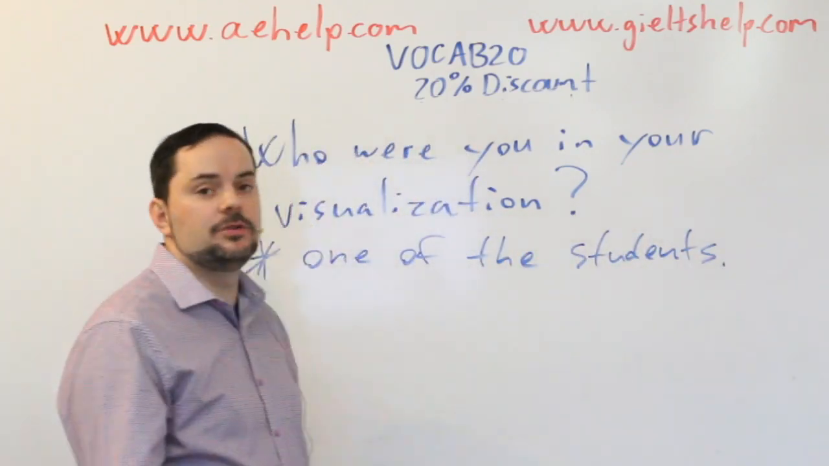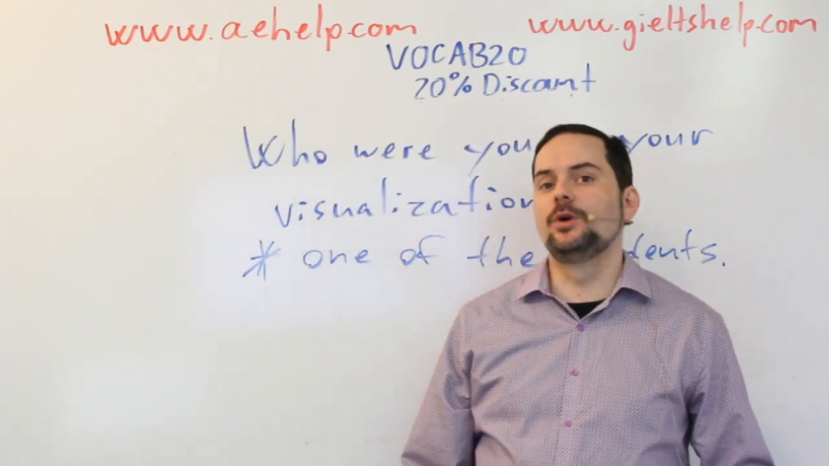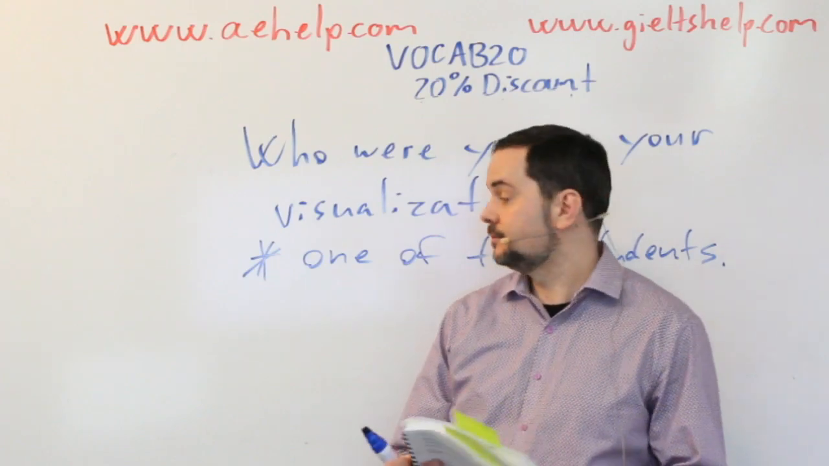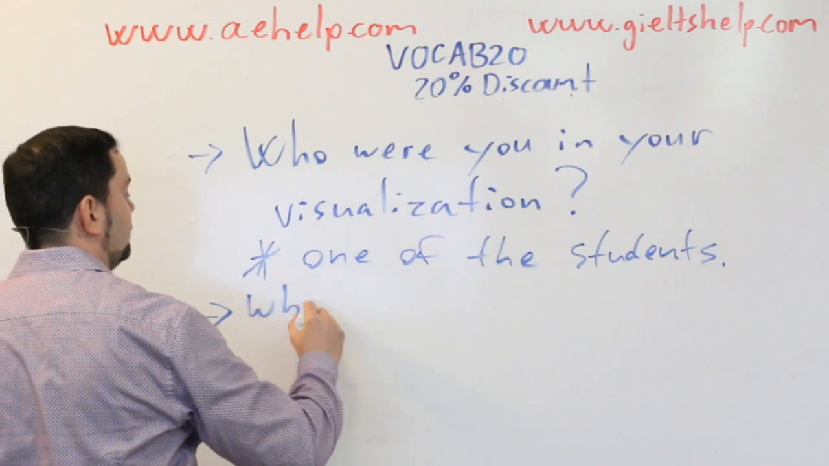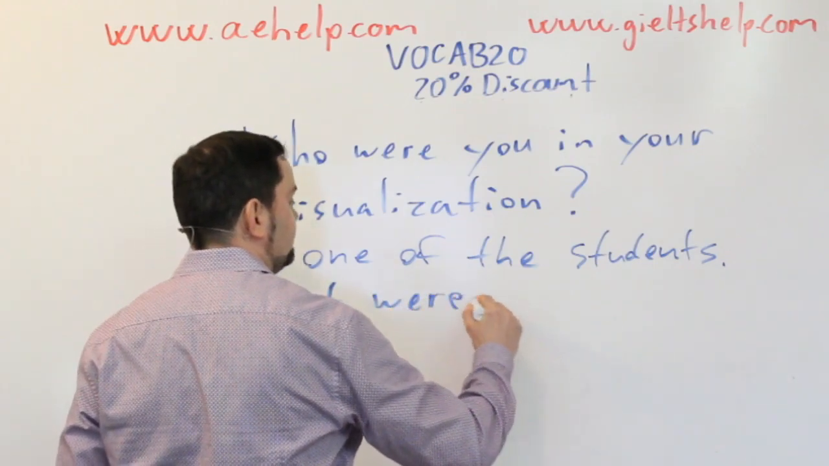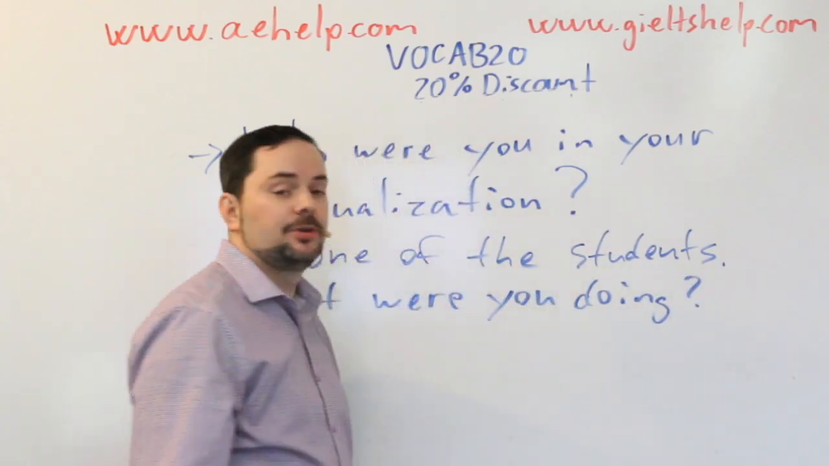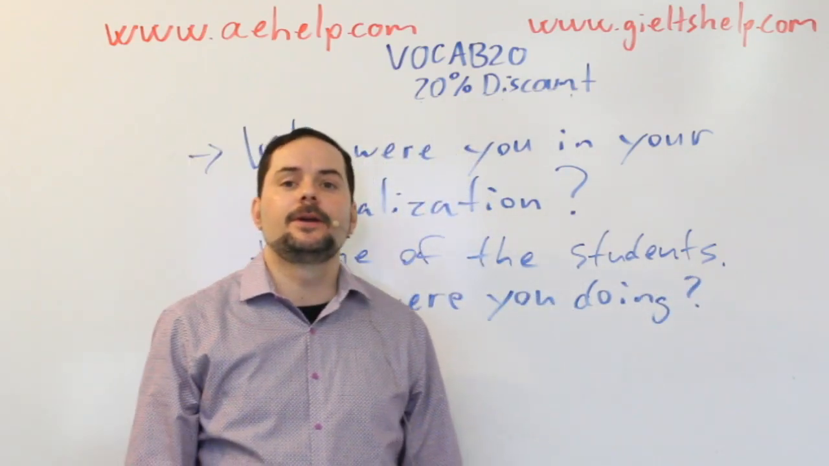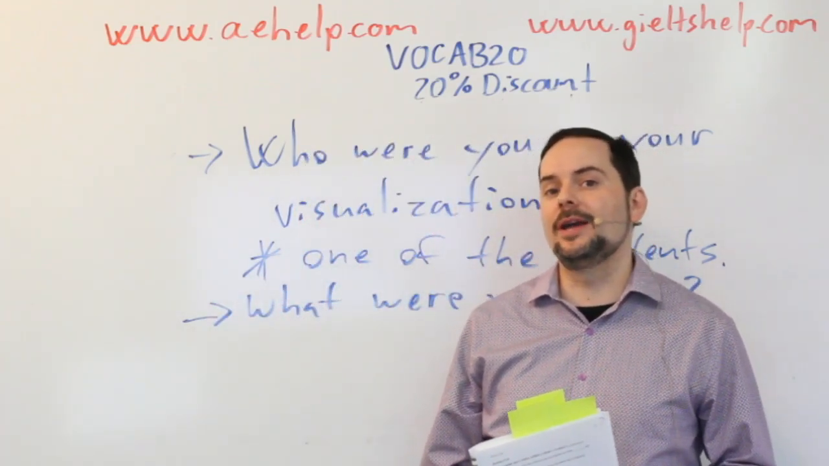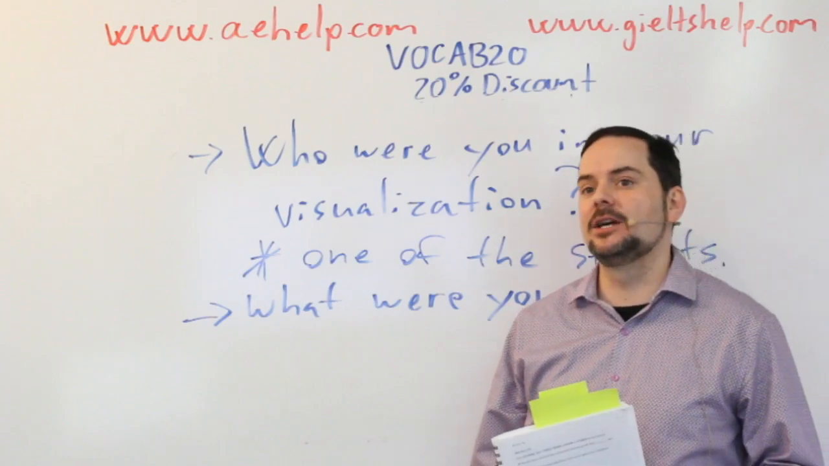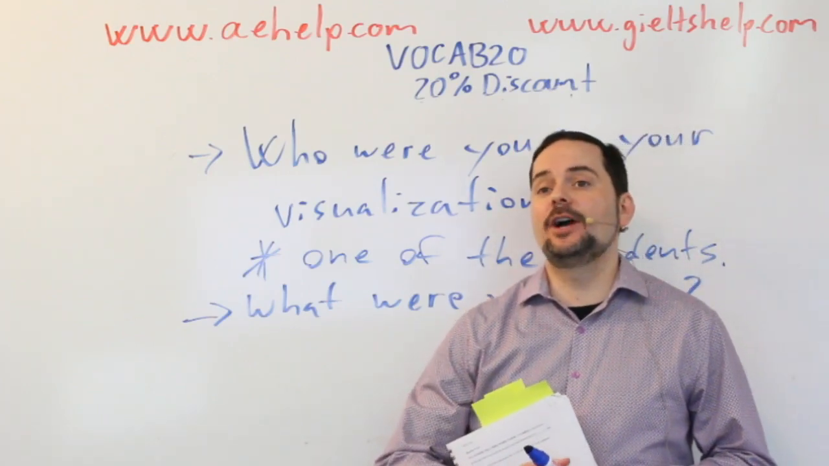Okay, and what did you see? As a student, what did you actually see? What did you see yourself doing? That's the second question here, right? What were you doing? So this should be clear. This is the way to get good marks. This is the way that you increase your active listening skills. So what were you actually doing? And try to be specific.